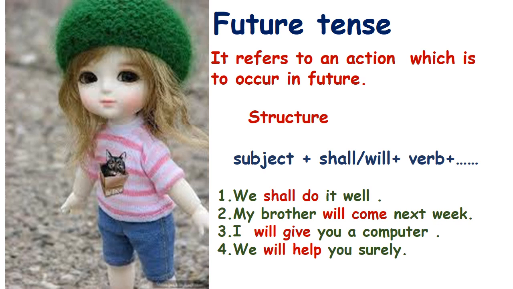My brother will come next week. Will is used with the second person and third person. My brother is third person, so will is used. I will give you a computer. We will help you surely. In these two examples, I and we are first person. Though I and we are first person, will is used here because this action is going to happen surely.